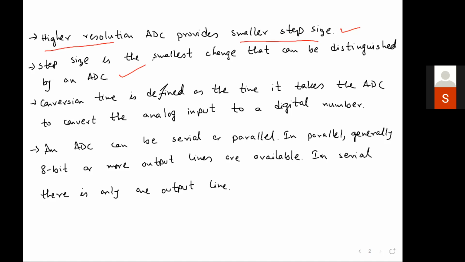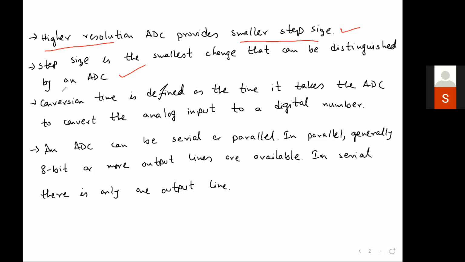So in order to get smaller step size, what do we need? We need higher resolution. So how can we get higher resolution? By increasing the number of n bits in resolution. So if we have two ADCs, say one is an 8-bit ADC, and another is a 16-bit ADC, and we want to find out which one is more efficient, definitely the answer will be the 16-bit ADC, because it can detect change in a much smaller magnitude in comparison to the 8-bit ADC. We will see more examples related to this step size and resolution in a little bit.